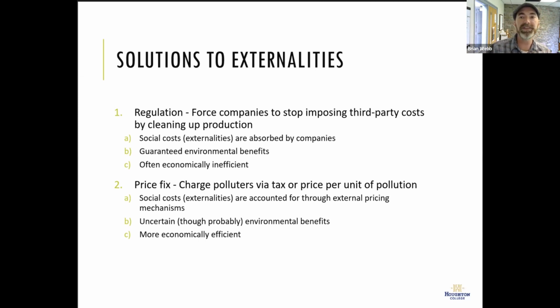We're going to dig more into some price fix solutions later on in the semester, but make sure that you understand not only how externalities work and examples of externalities, but the two broad solutions to these here, that you can either regulate them or you can put a price fix on it in order to incorporate that cost back into the cost of the product. If you're not understanding economic externalities, make sure that you do understand these, because this is an important concept.